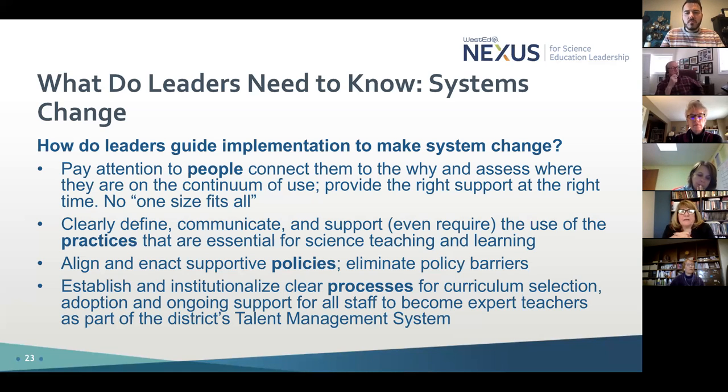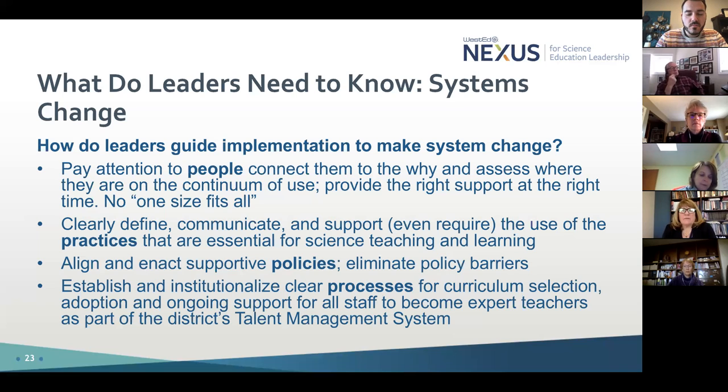And then last two P's, very often we forget about policies, and you'll see that aligning policies is the first thing on our critical actions list in the framework. But it's not only aligning, but it may be enacting supportive policies that are not currently in place in the state or district.